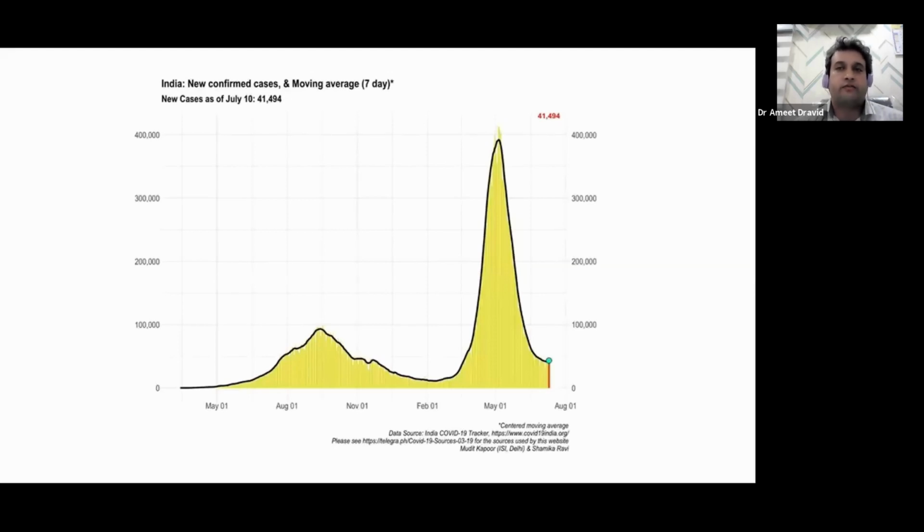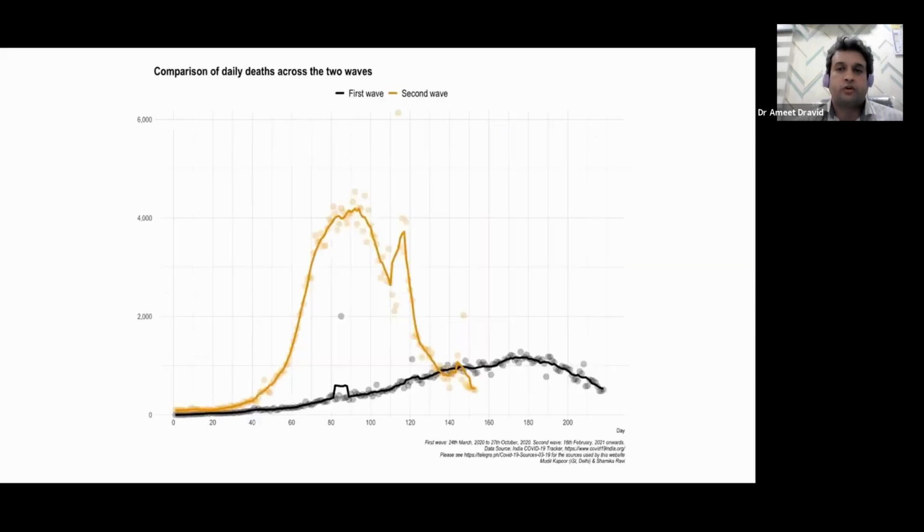We have finished the second wave. We have come down from 400,000 cases per day to 40,000 cases per day. The Delta wave was very, very severe in India, as you know, where we were having almost 4,000 deaths per day in the second wave as compared to 1,000 deaths per day in the first wave. So we have been very badly hit with the Delta variant in the second wave.